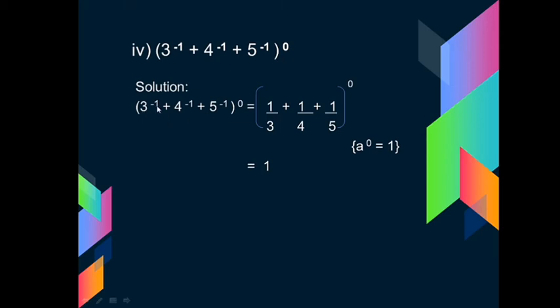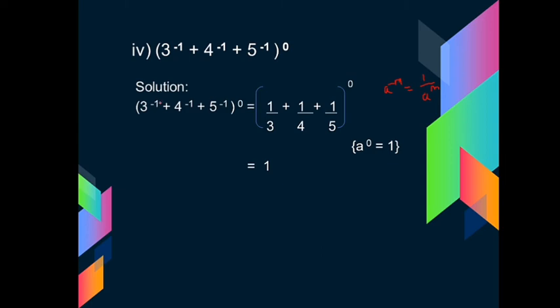So 3 raised to the power minus 1 can be written as 1 upon 3, plus 4 raised to the power minus 1 can be written as 1 upon 4, plus 5 raised to the power minus 1 can be written as 1 upon 5, by using the law a raised to the power minus m is equal to 1 upon a raised to the power m. So here we applied this law, and by applying it we got 1 upon 3 plus 1 upon 4 plus 1 upon 5.